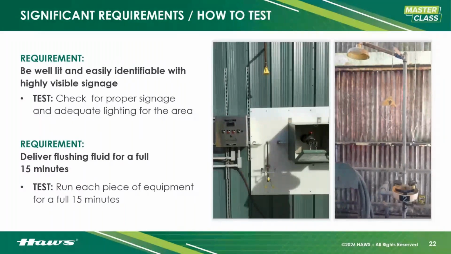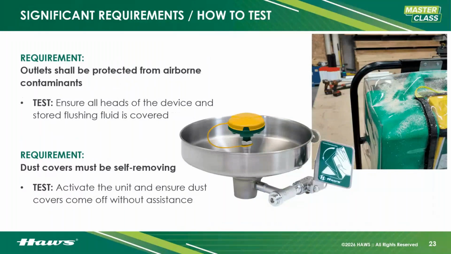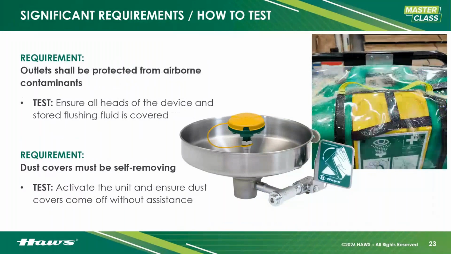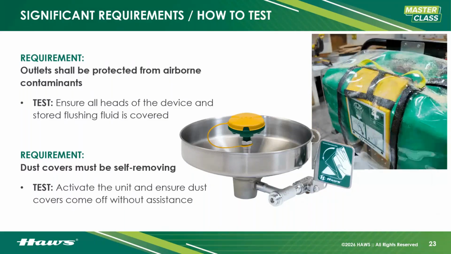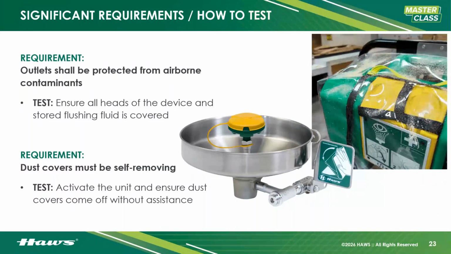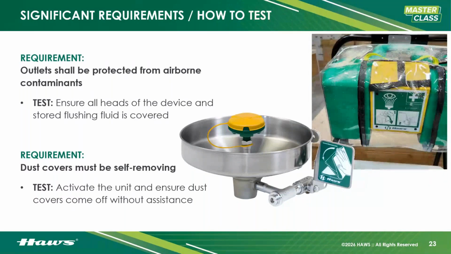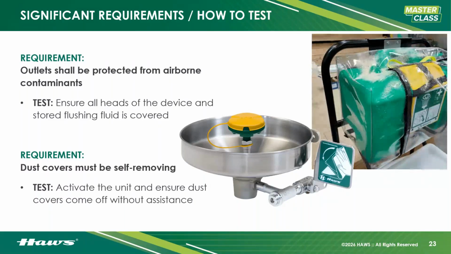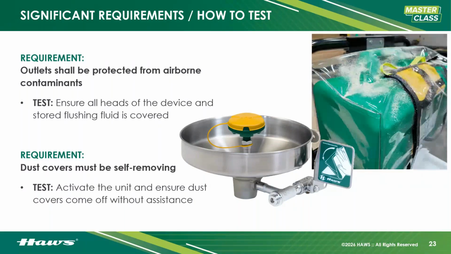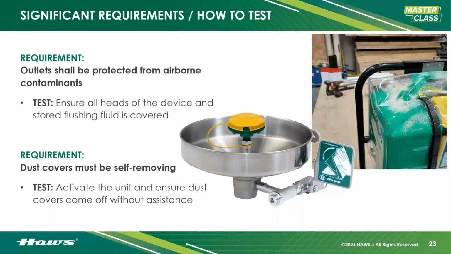Okay. Now, outlets. All outlets have to be protected from airborne contaminants. A couple examples here on the right. We're talking about dust covers. On a plumbed piece of emergency equipment, it's usually a cap or a cover, something that is going to be put into place to protect the holes of the eye face wash, etc.